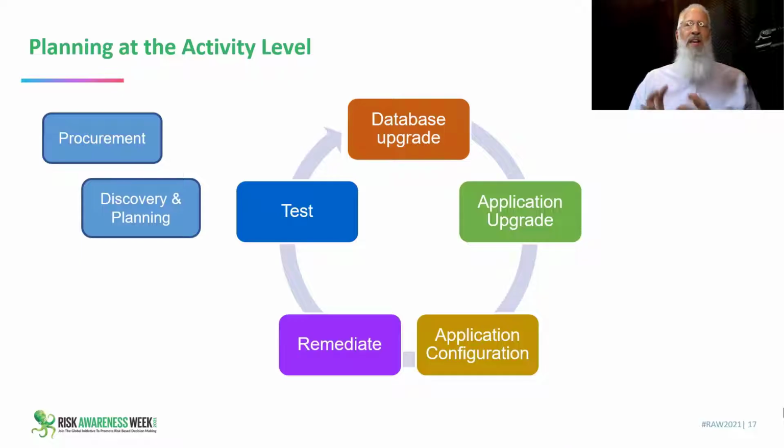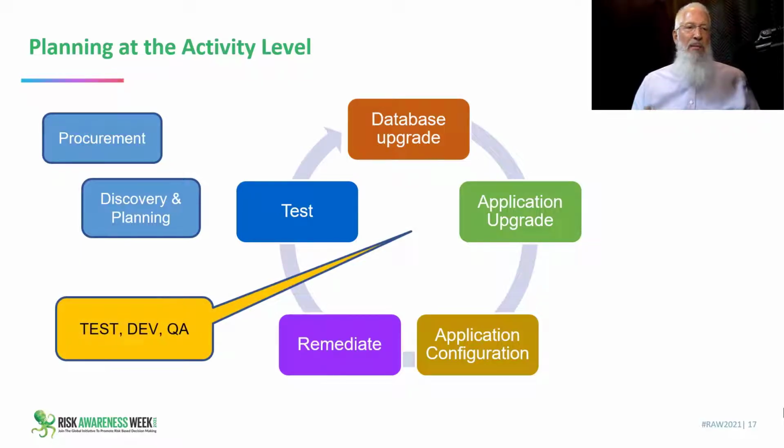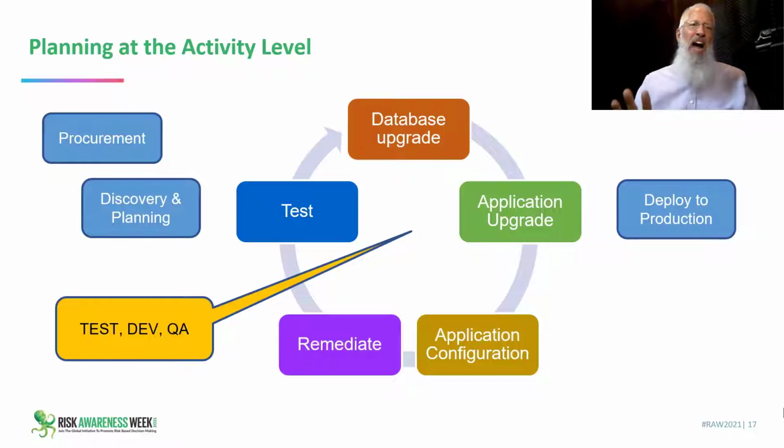We would do a database upgrade, an application upgrade. We would do application configurations, remediate code that interacted with the eBusiness Suite, and of course, a lot of testing. And we would do this multiple times because we had multiple instances, a test instance, a dev instance, a QA instance. Once we did that 3 times in 3 different instances, then we would be ready to do a multi-day deployment into our production environment. So these were the high-level activities that would be part of my project schedule.